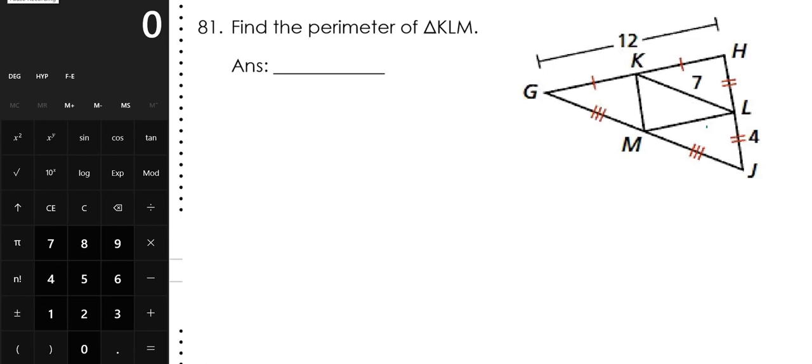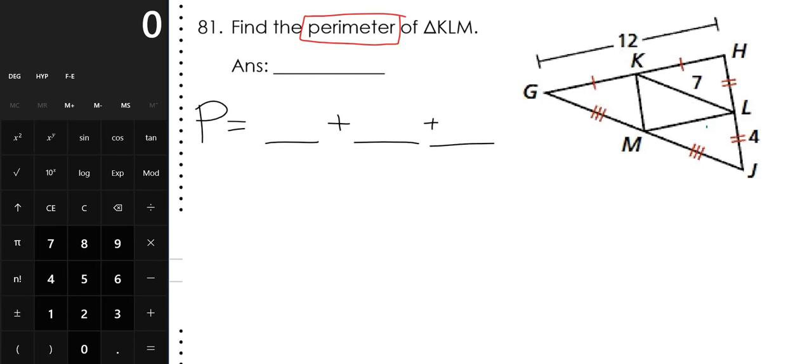Number 81. Find the perimeter of triangle KLM. Okay, so triangle right here in the center. So to get perimeter, we have to add up all three side lengths that make up KLM. So I'm going to get started and set up a little bit of a graphic organizer. So P equals, we have three sides for the triangle. One of them is KL, which we already know, it's 7. Another side length is LM, and then the last side length is KM.